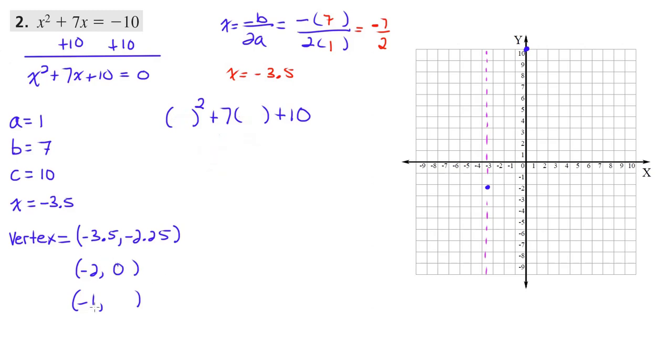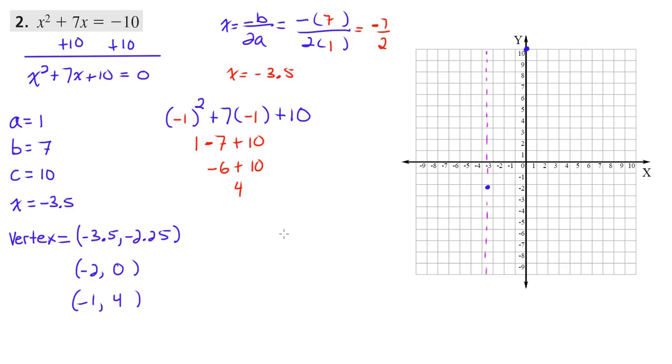Now, how about when x is -1? So we're going to plug a -1 in here and work this out. -1 squared is 1. 7 times -1 is -7. We bring down the plus 10. 1 minus 7 is -6. And -6 plus 10 is +4. So our other point is -1, 4.